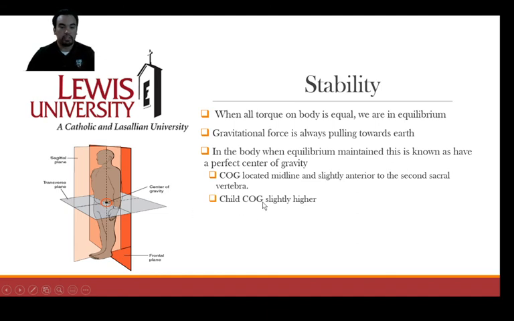In a child, the center of gravity is slightly higher, just because they don't have as much mass in their legs yet. So most of their mass is taller in their upper body. And just like with women, their center of gravity is a little bit higher as well because of the breast tissue.